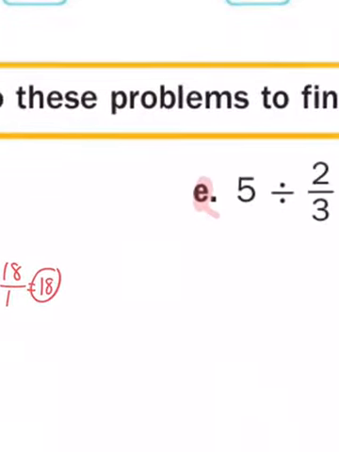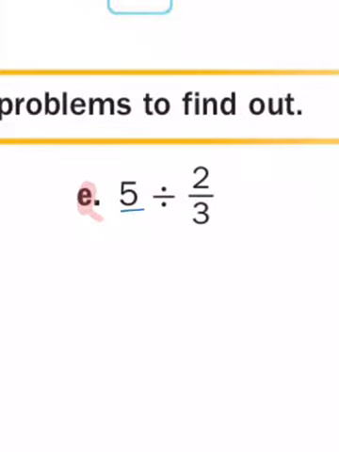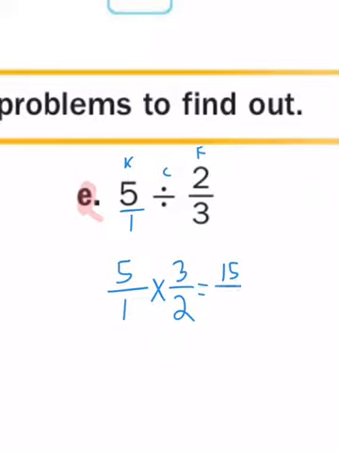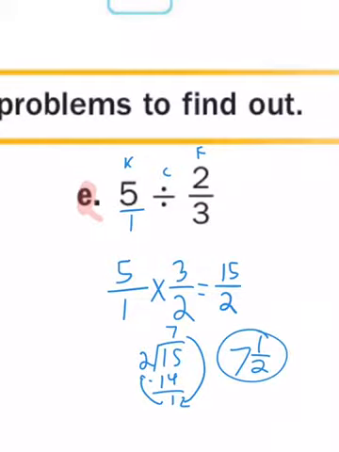Okay, let's go to the next one, E. So did you make it 5 over 1 first? Keep, change, flip. So you're going to keep the first fraction the same, change it to multiplication, and flip the second fraction to its reciprocal. Next, there is no bow tie reducing, so I multiply my numerators, I multiply my denominators, and since that's improper, I have to do 15 divided by 2, which is 7 and 1/2. So you should have 7 1/2 for that one.